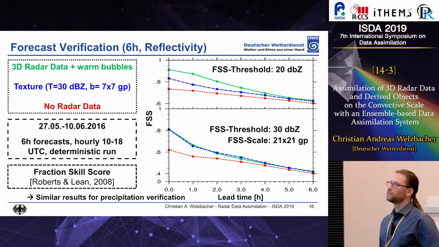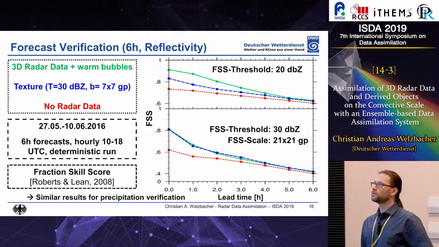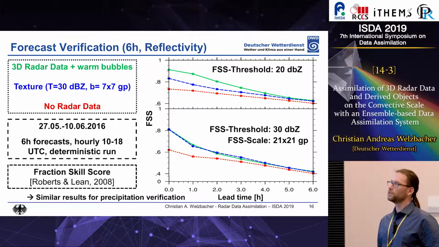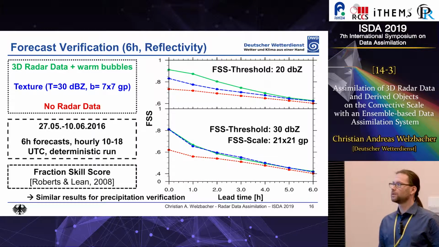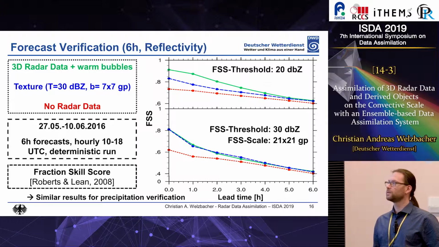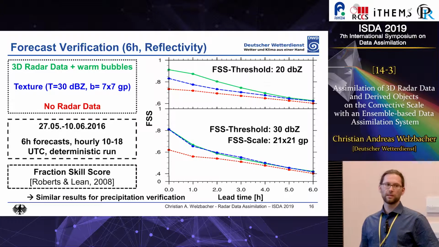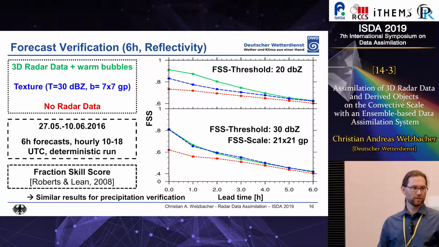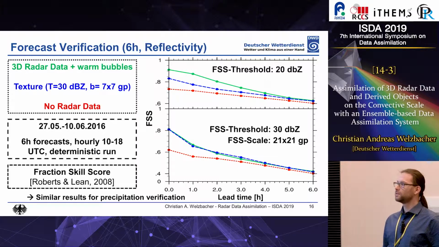Next, I want to take you to the forecast verification of the reflectivity for 6 hours. Again, in green, full 3D radar data assimilation, in blue, texture, in red, no radar data. This is the same period, 14 days. And now we look at 6-hour forecasts issued hourly between 10 and 18 UTC. This is basically the very active time for Germany. And again, it is the deterministic run.